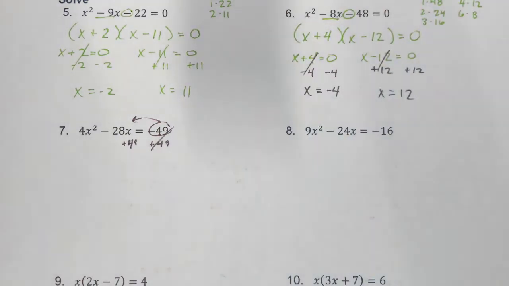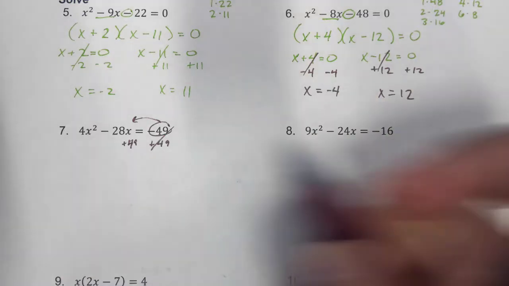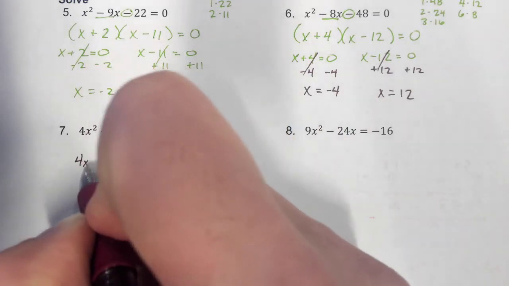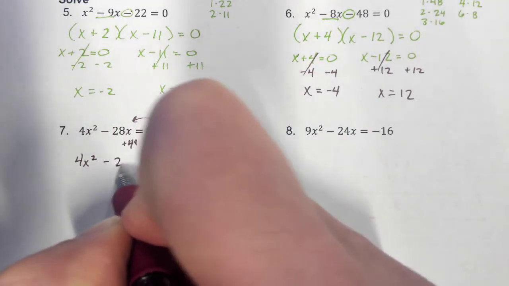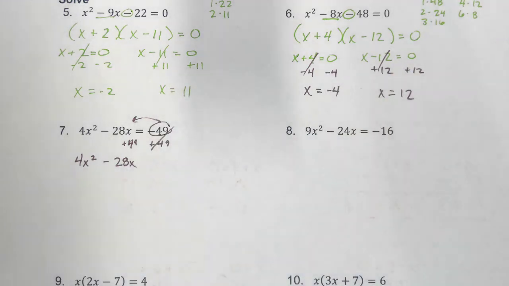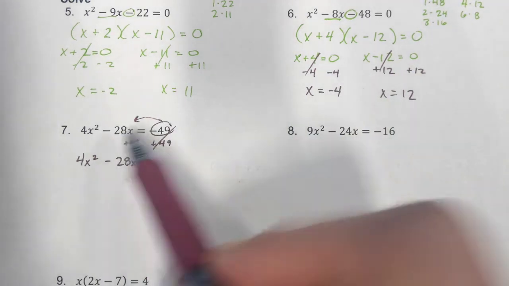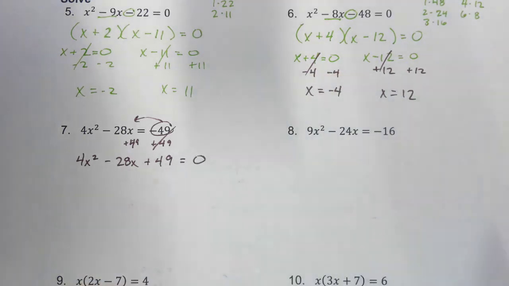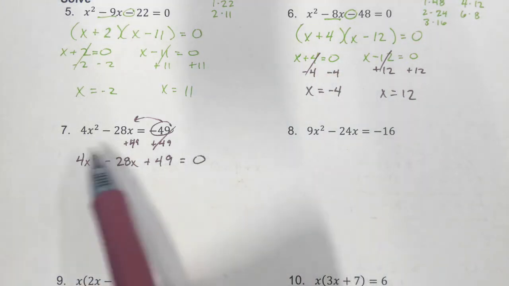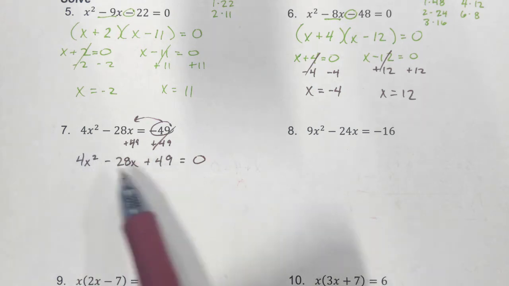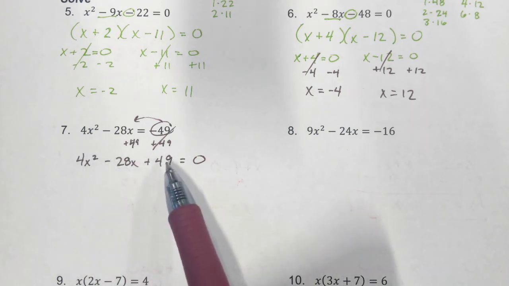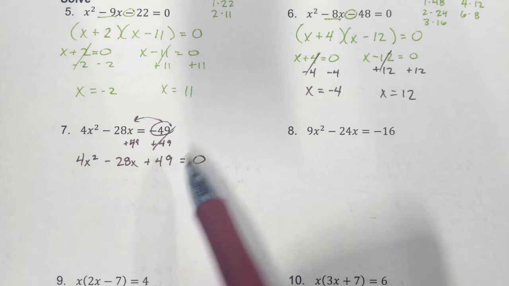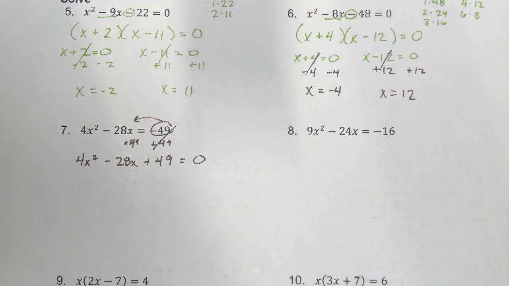So those on the right cancel, and my resulting quadratic is 4x squared minus 28x, which was already on the left side. I'm just rewriting that. And I've got that now plus 49 equal to 0. So now that my equation is set equal to 0, I'm looking for a GCF, and nothing divides all three of these, so there is no GCF, sadly.